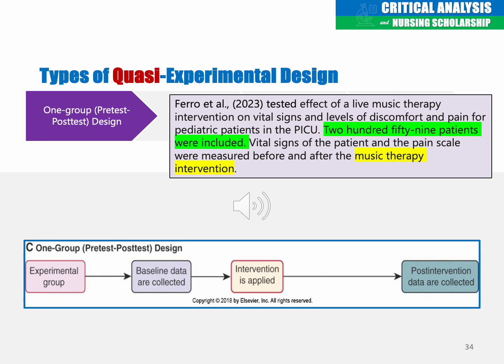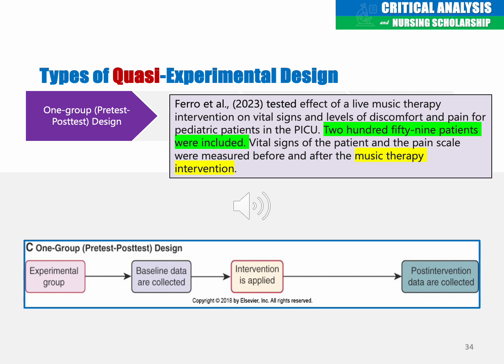The third type of quasi-experimental design is one group pre-test and post-test design. One group receives an intervention and measurements are taken before and after the intervention. However, I want you to look at the slides right now on the lower part of the PowerPoint and notice that there was no control group and there was no randomization.